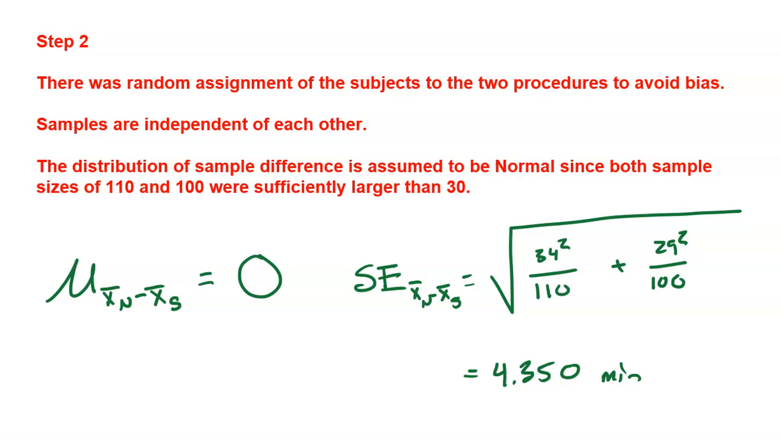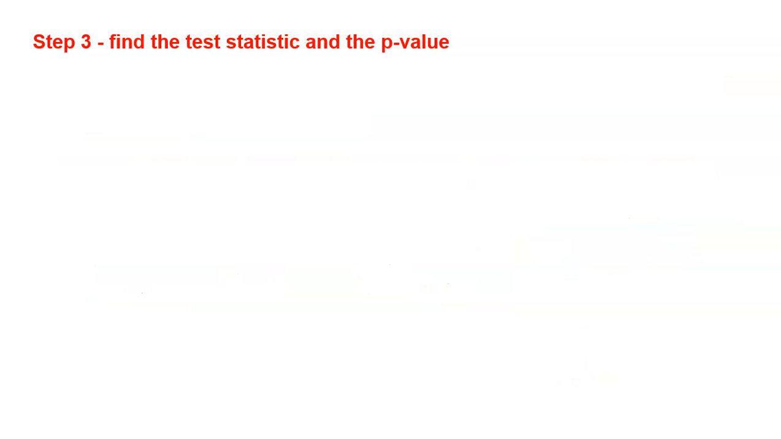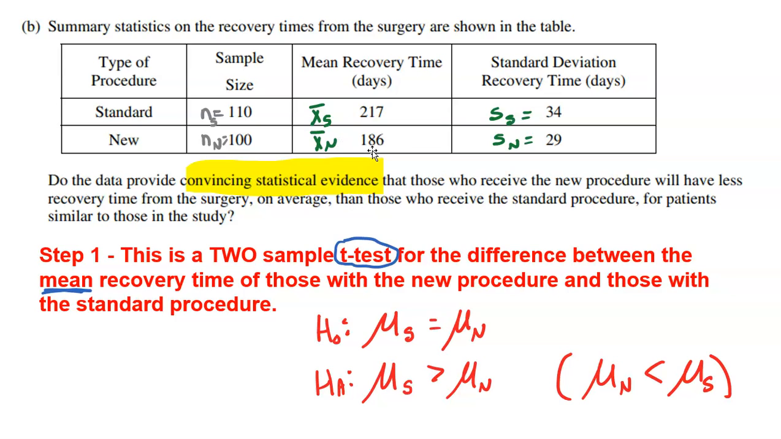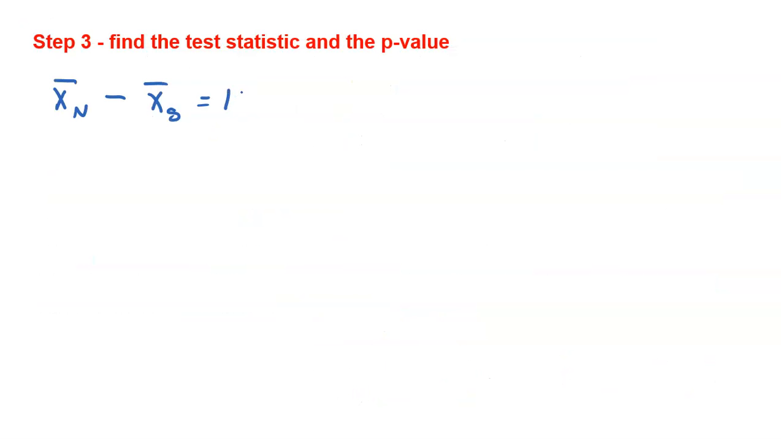Those numbers are going to be needed here in step 3. So step 3 is actually find the test statistic and the p-value. So what was the difference between my 2 samples? Well, I had a sample of people that were using the new procedure, and I had a mean for those using the standard procedure. So let's go back and grab those numbers out of my chart. So that would be 186 was the new procedure mean, and 217 was the standard procedure mean. So that's 186 minus, again, make sure you get these right, 217. And voila.